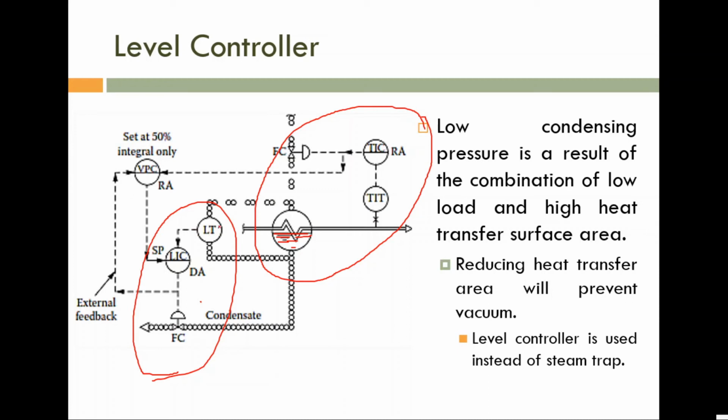So this liquid level is measured, and if there is any variation in liquid level, that variation is corrected by manipulating the condensate flow rate. If it is not varying, then this condensate flow rate will be constant. This condensate flow rate is constant if this liquid level is constant. If there is any variation in liquid level, then the condensate flow rate is manipulated.